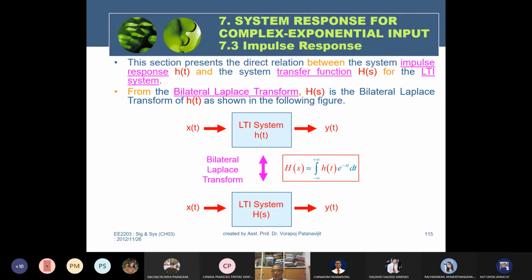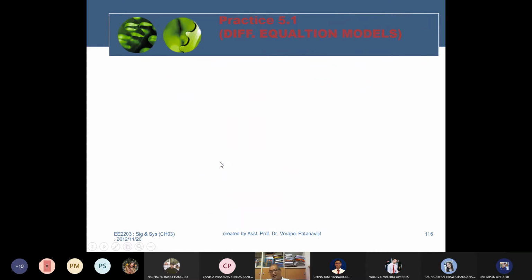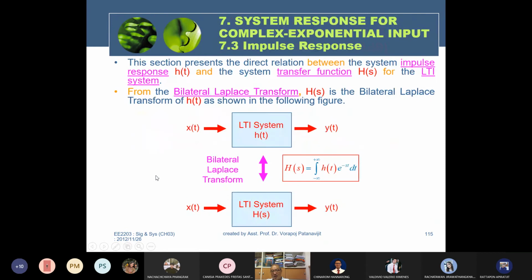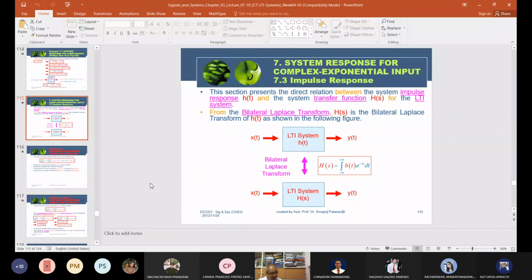For the bilateral Laplace transform, H(s) is the bilateral Laplace transform of h(t) directly. You can compute that. It means if you know h(t), you can find H(s). If you know H(s), you can find h(t). Okay, that's all for this.